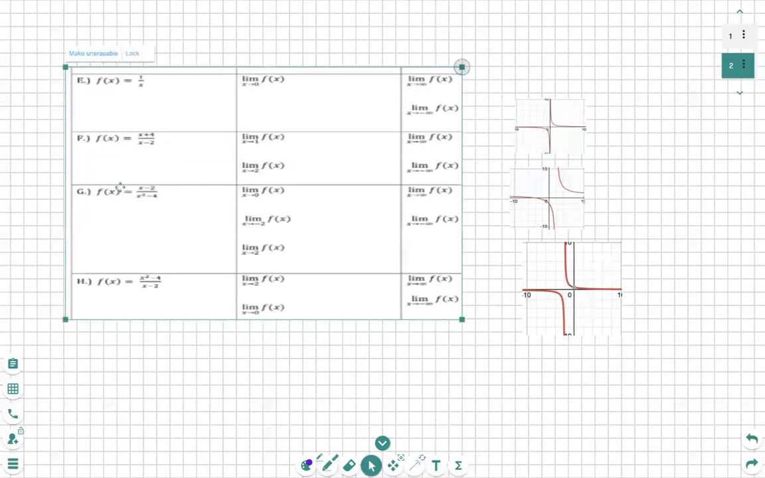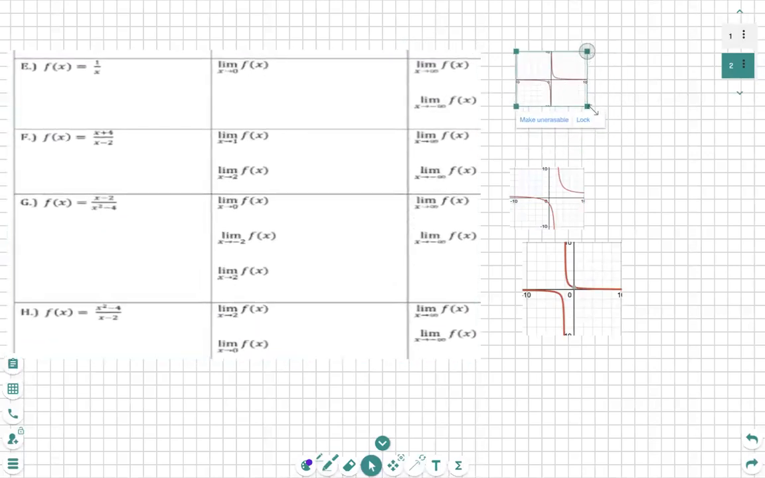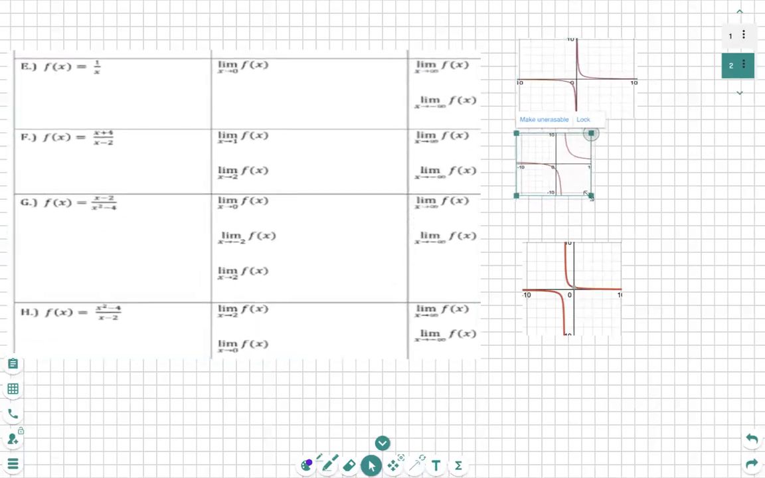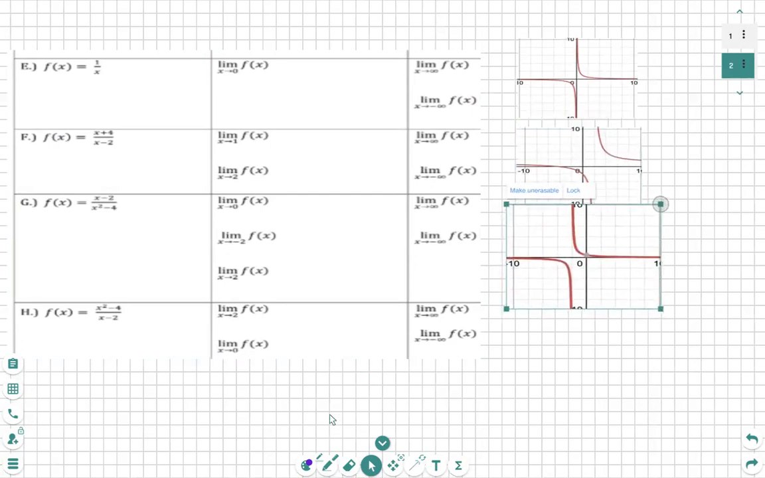Hello. In this video, we're going to finish up evaluating those limits. I have some graphs, just to make these graphs a little cleaner than me drawing them like last time. So the first one, we have 1 over x. We know that this is just a normal hyperbola.